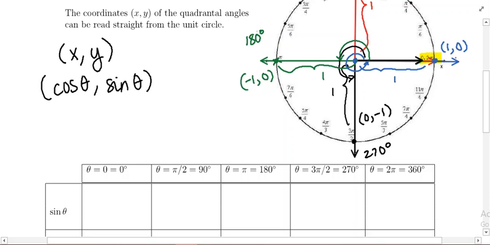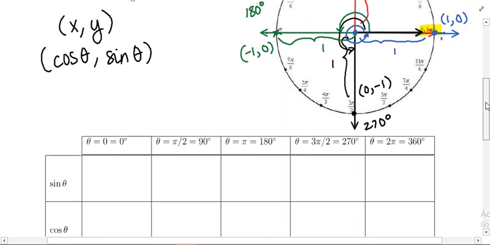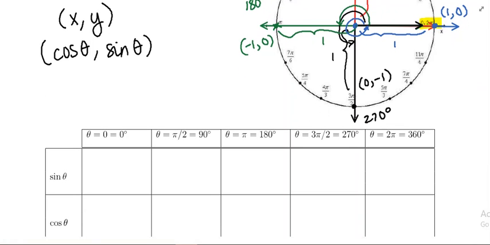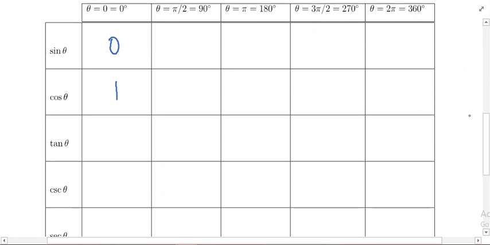So if I look at 0 degrees, here are the coordinates, 1, 0. The x coordinate is 1, so the cosine of 0 degrees is 1. The y coordinate is 0, so the sine of 0 degrees is 0. Once you know sine and cosine, you can get the rest of these. We know tangent is sine over cosine, so this is going to be 0 divided by 1, that's 0.